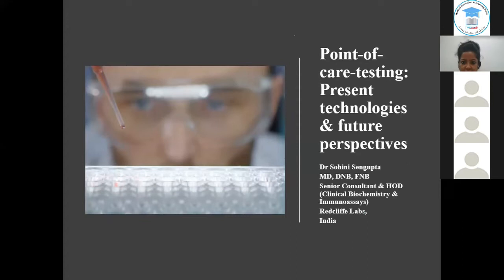So I'll just divide my talk today into 3 segments, where I first discuss in brief about the present technologies, then the future trends that are there right now, and finally I'll also discuss the ways towards establishment of a good quality management system when you are trying to set up point of care testing in a good way.